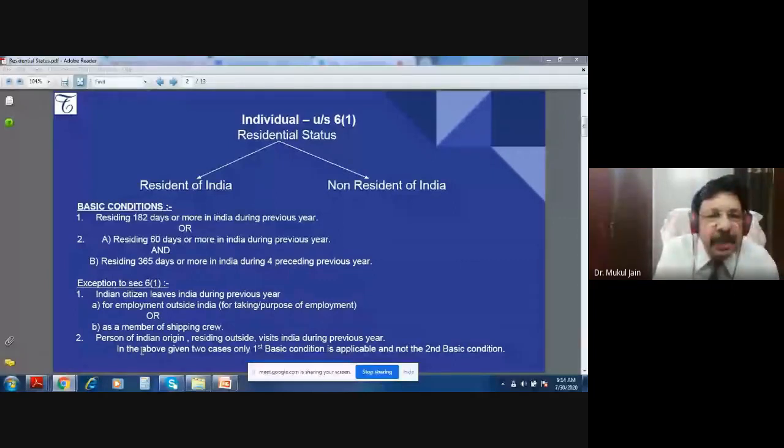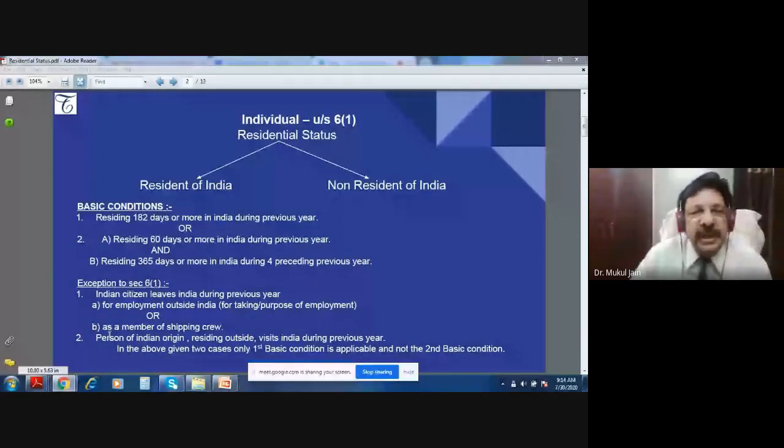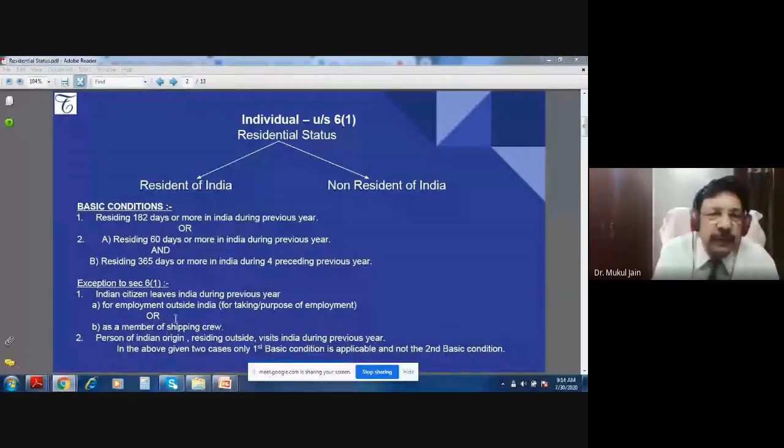Number two, as a member of the shipping crew, if suppose you work in the Indian Navy or you work in the merchant Navy, then most of the time you may be on the ship, because your job is like that. So for those people there is an exception, and this rule will not apply. Still you may be called an Indian citizen, but because of your employment or shipping crew, you were not in India. Second exception is that a person of Indian origin residing outside who visits India during the previous year: in the above given two cases, only the first basic condition is applicable and not the second basic condition.